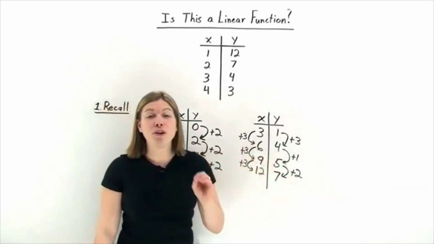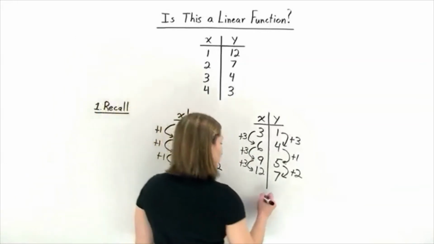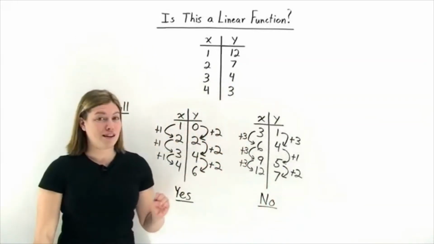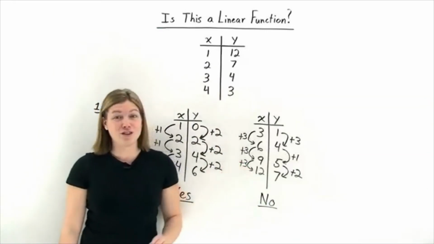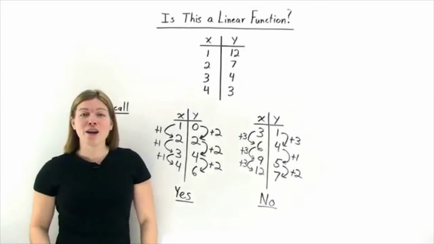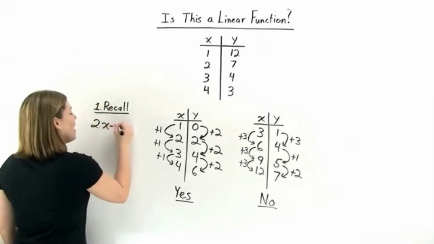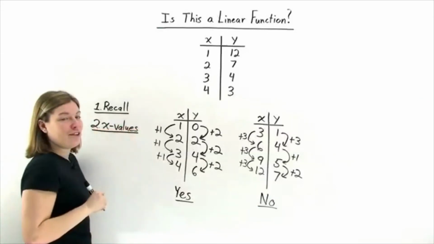x and y both need to have constant amounts of change in order for this to be a linear function. So here, this table does not represent a linear function. If we plot these points and connect them, we will not get a straight line. Now that we know a little bit more about identifying tables that represent linear functions, let's take a look back at our table. Let's check out the x values.